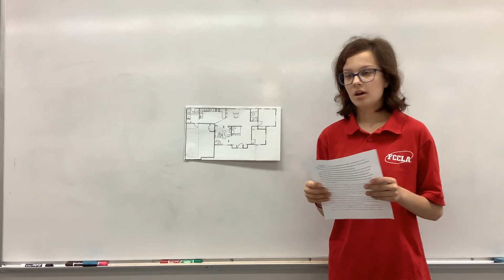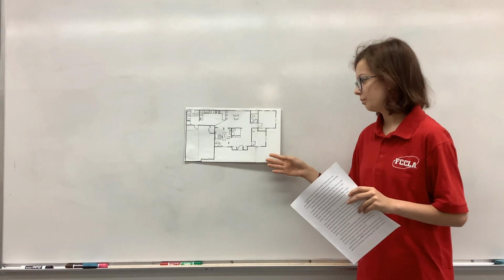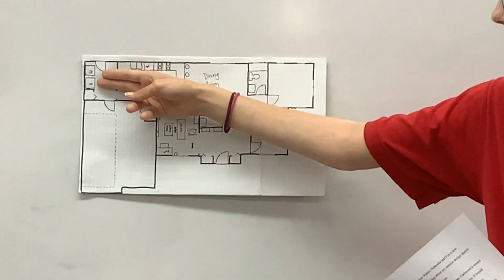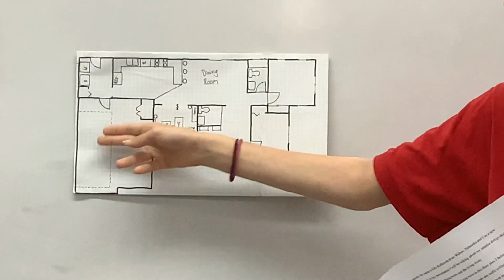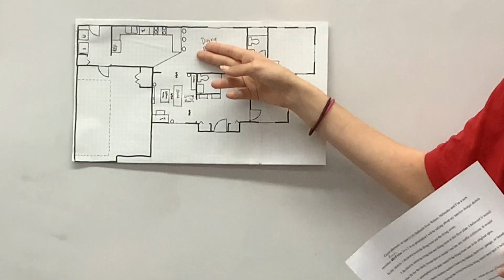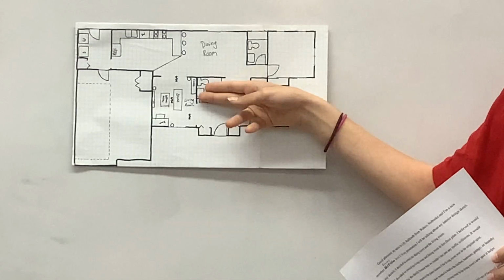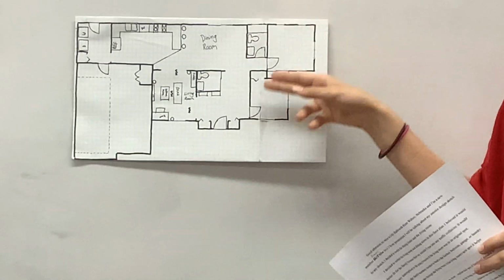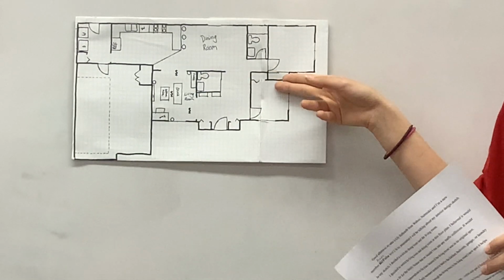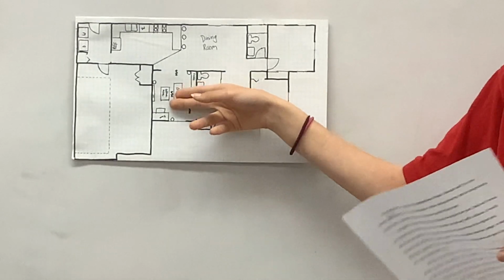Moving on to the whole entire floor plan, we have the laundry room that leads into the garage, the kitchen, the dining room, the 2 bathrooms, both bedrooms with their closets, the foyer, and the living room.